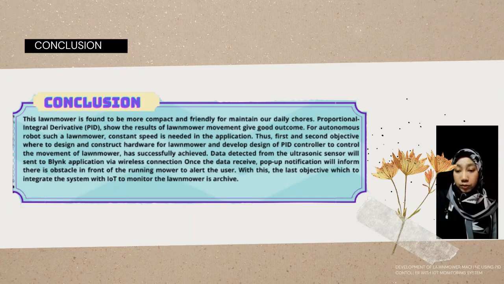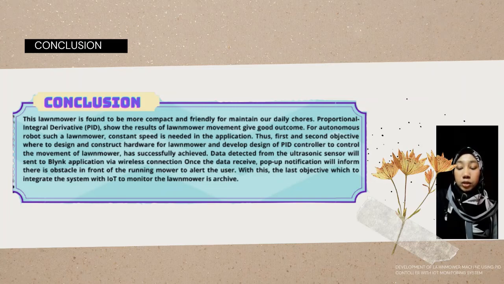Proportional integral derivative, PID, shows the result of lawnmower movement gives a good outcome. For autonomous robots such as a lawnmower, constant speed is needed in the application. Thus, the first and second objectives, to design and construct hardware for the lawnmower and develop a design of PID controller to control the movement of the lawnmower, have been successfully achieved.